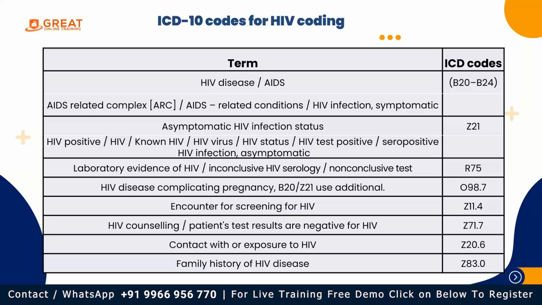Because if the patient has a history of HIV, you have to use the B20 code. Yes, that's why there is no code for personal history of HIV. And the B20 code we can use for subsequent encounters also.